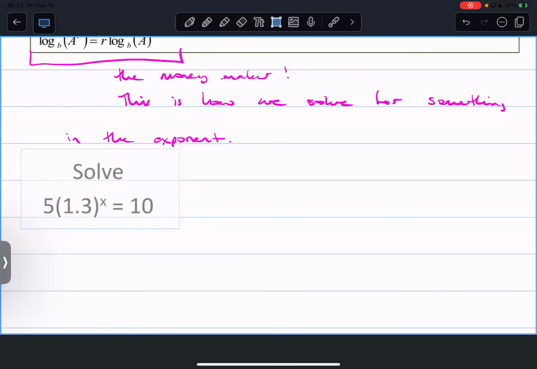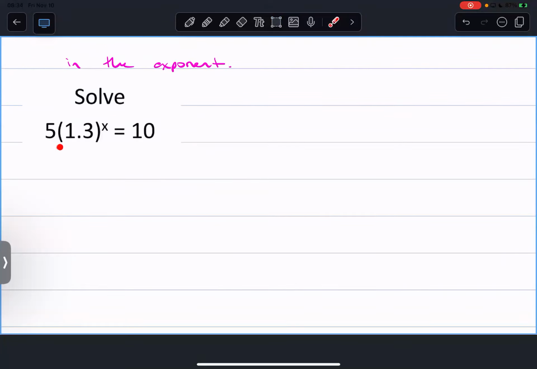Let's do an example. We have to solve 5 times 1.3 to the power of x is equal to 10. This x is only on the 1.3. So here we see something in the exponent, and you're going to think logs. I want to solve for this x, so I need to use logs. That's how I'm going to get that down and be able to solve for it. First thing we need to do is get just the exponent and the x on its own, which means dividing both sides by 5.